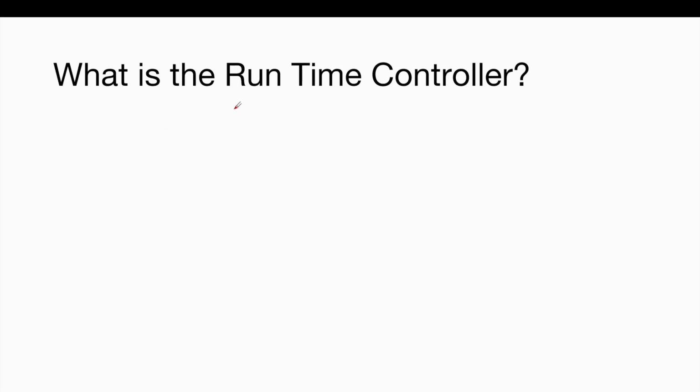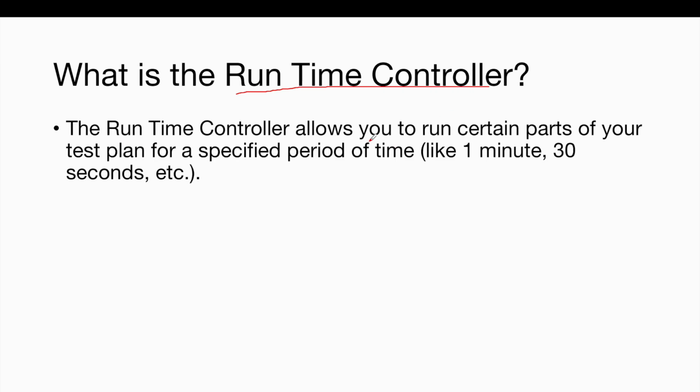Hello, welcome. In this lecture, let us discuss the runtime controller in JMeter. The runtime controller allows you to run certain parts of your test plan for a specified period of time, like 1 minute or 30 seconds. When you have a part of your test plan that you want to run for only 1 minute, irrespective of how many requests are sent, it will just run for 1 minute, right? For that purpose you can use this runtime controller.